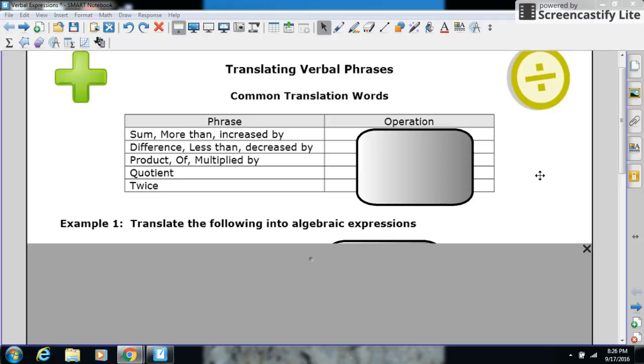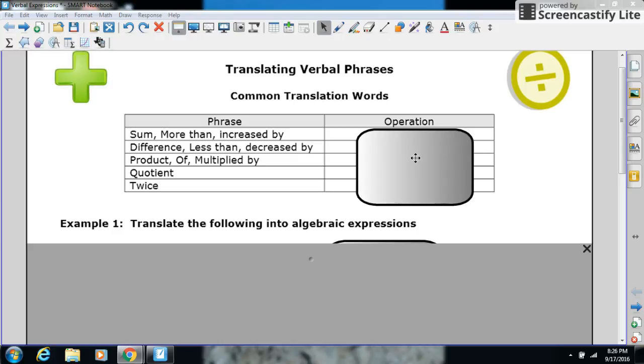Today we'll be talking about translating verbal phrases, and that means I'll be giving you words, and you'll have to take those words and put them into an algebraic statement, which would mean something like x plus 5, n divided by 7, that sort of thing. In your notebooks, there are two pieces of paper glued in there. What I want you to do is take that out, and I want you writing down these symbols.